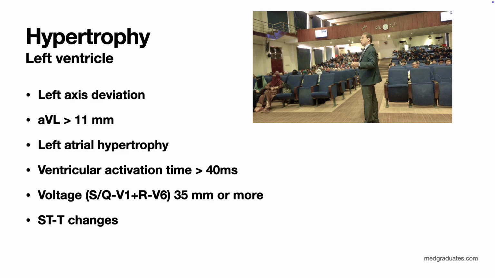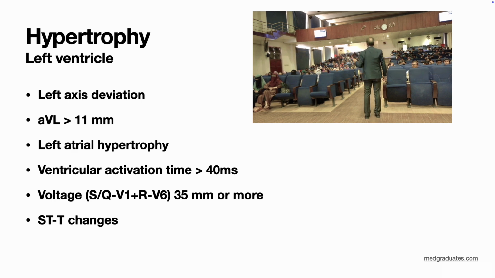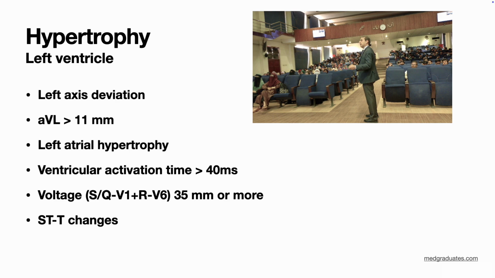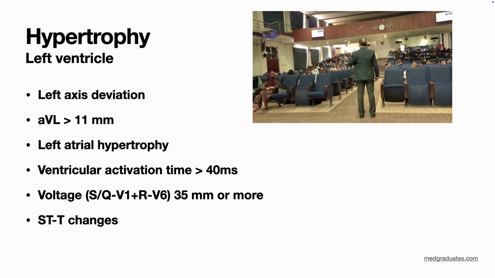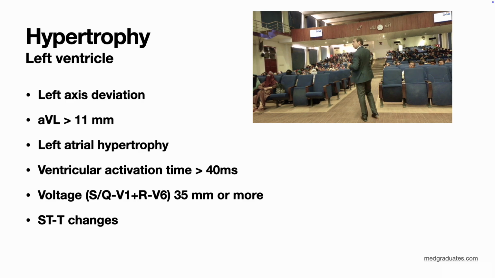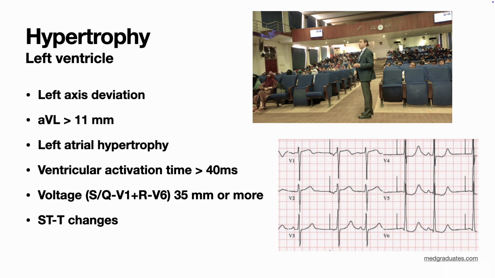Each is given one score: 1, 2, 3, 4. This is given 2 scores, and another 1. So 1, 2, 3, 4, 5, 6, 7. Out of this, if the score is 3 or more, this is left ventricular hypertrophy. Simply, at times we use only the voltage criteria. If the sum of S wave in V1 and R wave in V6 is more than 35 millimeters, we say this is left ventricular hypertrophy. But to be very precise, we use these criteria. If the patient has 3 out of 7, this means this is left ventricular hypertrophy. And this is an example of left ventricular hypertrophy.